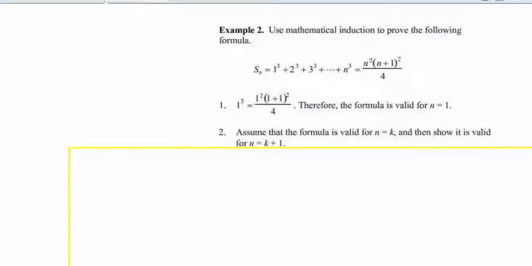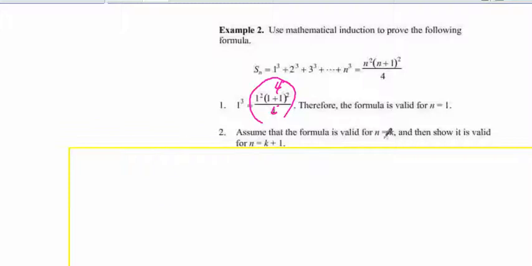Let's go ahead and try that same process for this problem here. It says use mathematical induction to prove the following formula. So we've got 1 cubed is equal to 1 squared times (1 plus 1) squared over 4. 1 squared is 1, 1 plus 1 squared gives me 2 squared, which is 4. 4 divided by 4 is 1. So 1 cubed does indeed equal this.